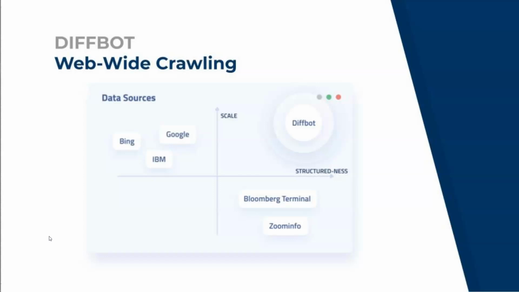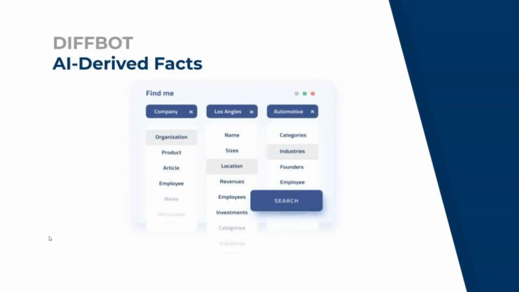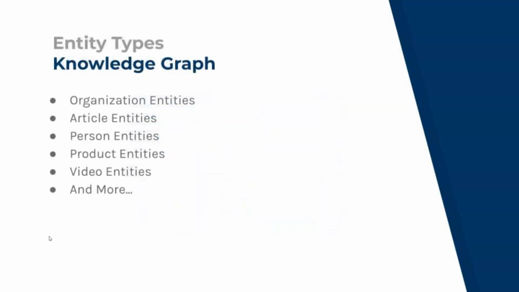You could think of our knowledge graph as a relational database of sorts. Our crawlers scour the entire web and pass public web data to our AI systems to derive facts. These facts populate entity types within the knowledge graph, and there are a range of entity types you can access within the Excel add-in that are related to market intelligence processes. Of particular note are organizational entities, person entities, and article entities.